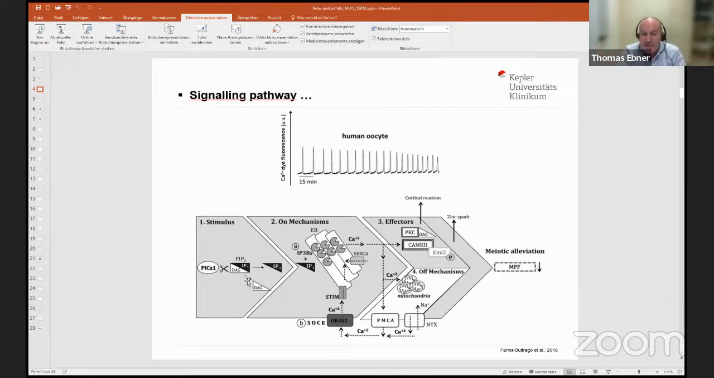It brings in PLC zeta, which is the sperm-derived oocyte activation factor, and via inositol triphosphate, which binds to its receptors at the smooth endoplasmic reticulum, it then recruits calcium.